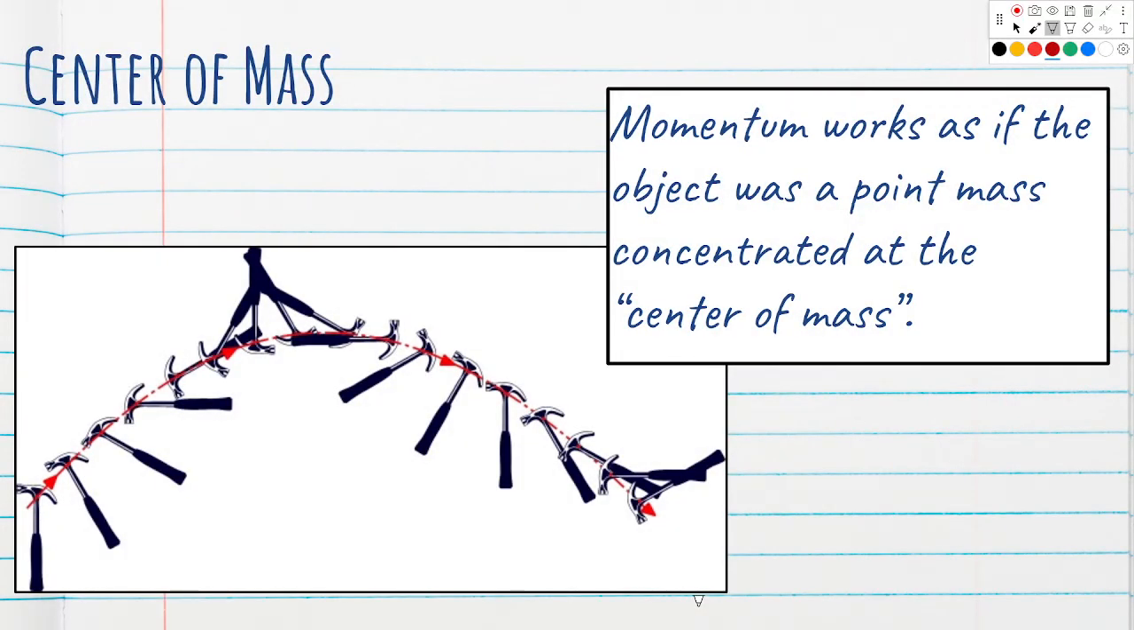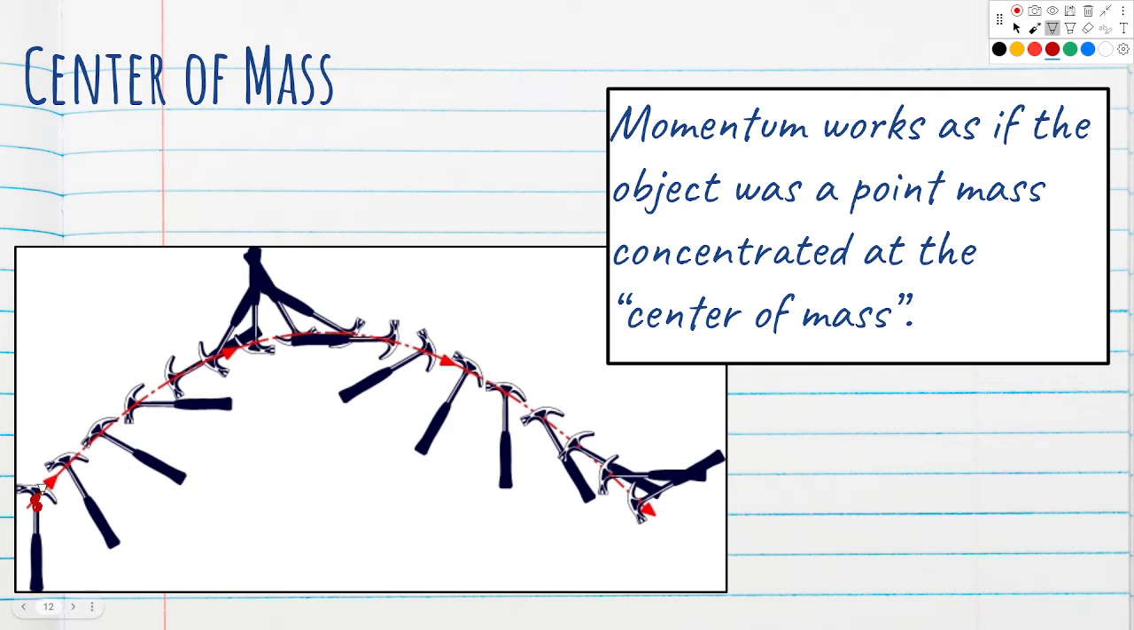Center of mass is an interesting thing. The momentum works as if all of the mass were concentrated at a single point. So if I took a hammer, I could put my finger right here and balance that hammer on it. The head is heavier than the handle, and so that would be the balance point right there. And that balance point is what the hammer is gonna spin around.